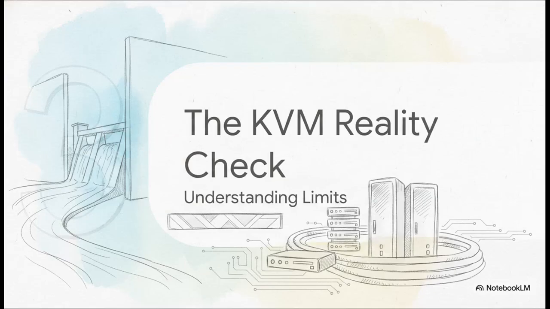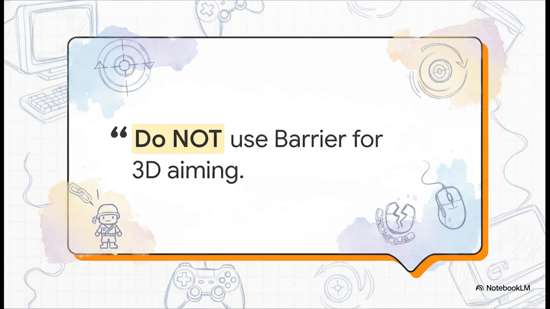Section 3. The KVM reality check. All right, a quick warning here because even the best software has hard physical limits. Pay close attention to this. Do not use Barrier for 3D aiming in games. Software KVMs will completely break your input if you launch a first-person shooter. Games use relative, raw mouse input to look around in 3D space. If you try to aim using a mouse that's being piped over a network through Barrier, your camera is going to spin out wildly. For gaming, you absolutely must plug your mouse directly into that specific machine.